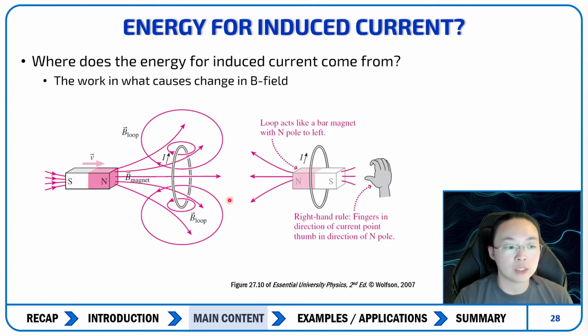On the right, we know that we wrap a current around using the right hand rule. We wrap our fingers around the current, and we know that the magnetic field is going to point towards the left. So the fingers in the direction of the current point the thumb in the direction of the north pole of your imaginary magnet. That loop is going to act like a bar magnet with the north pole to the left.